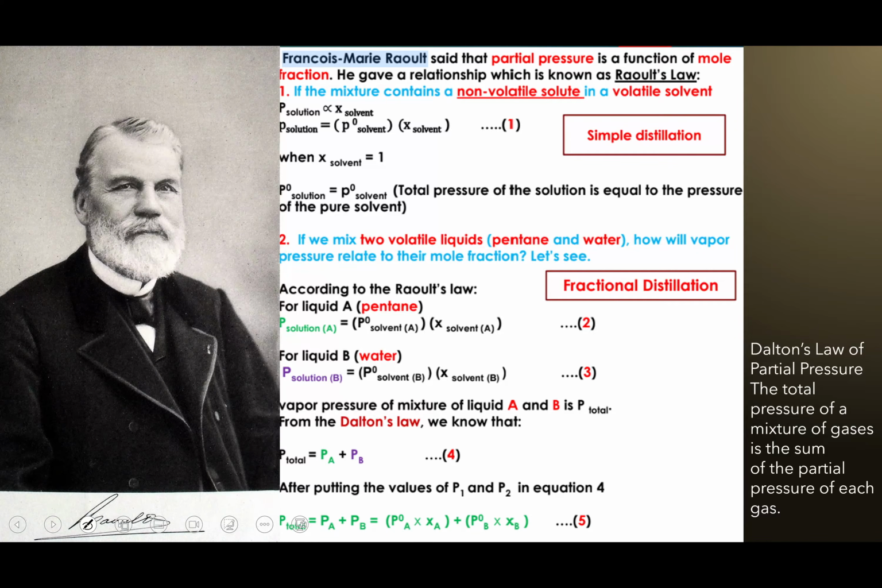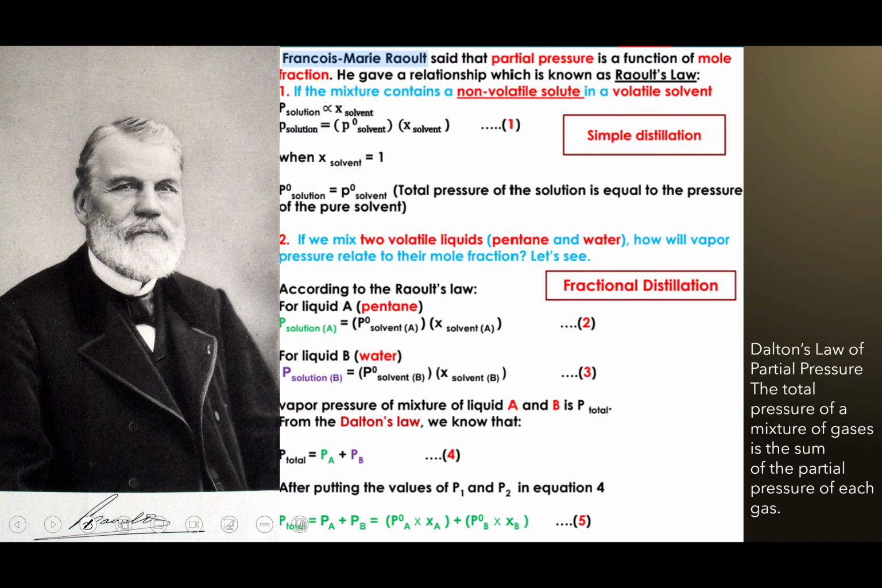So Francois-Marie Raoult said that the vapor pressure is a function of the mole fraction. So this is him on the side here. He gave a relationship which is known as Raoult's law. So number one, notice that this is all in numbers.